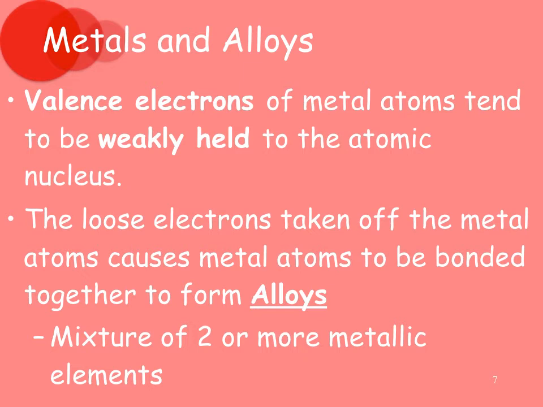The loose electrons taken off the metal atoms cause metal atoms to be bonded together to form alloys. So it's really a mixture of 2 or more metallic elements. The electrons are hanging out. They are not attracted very well to the nucleus, so they allow atoms to hang out with other atoms, and it can be other metals. There's not too much on this. That's it.